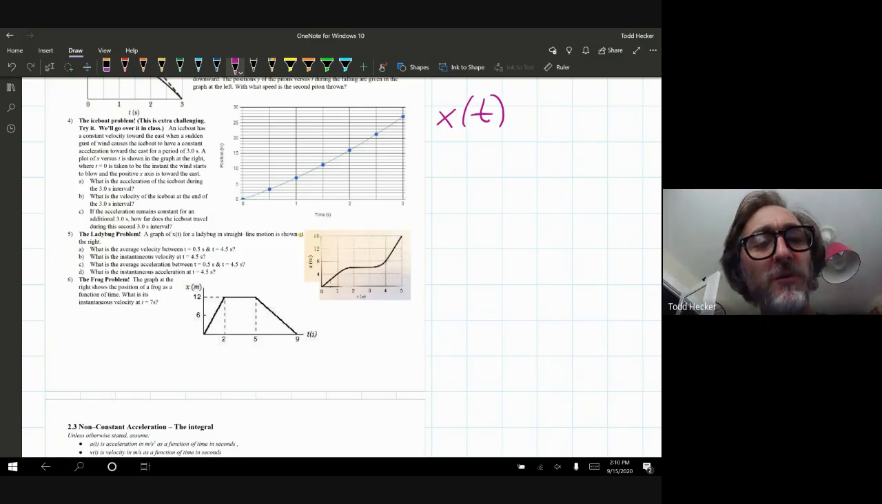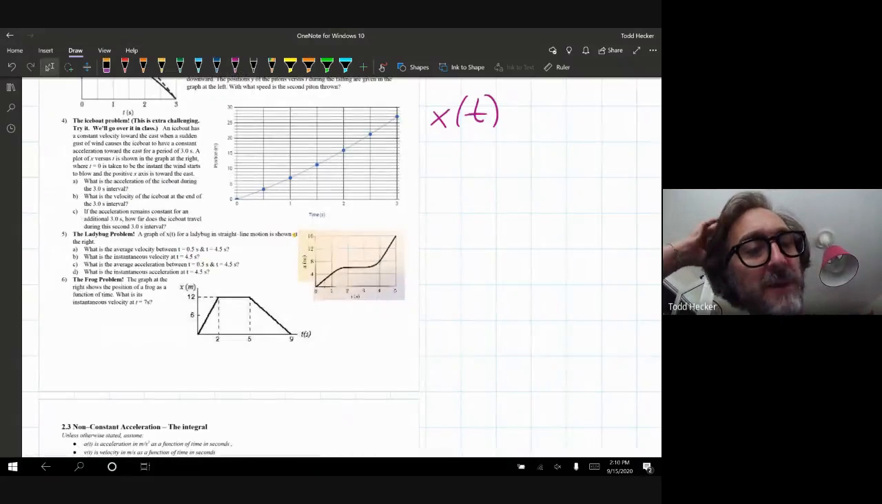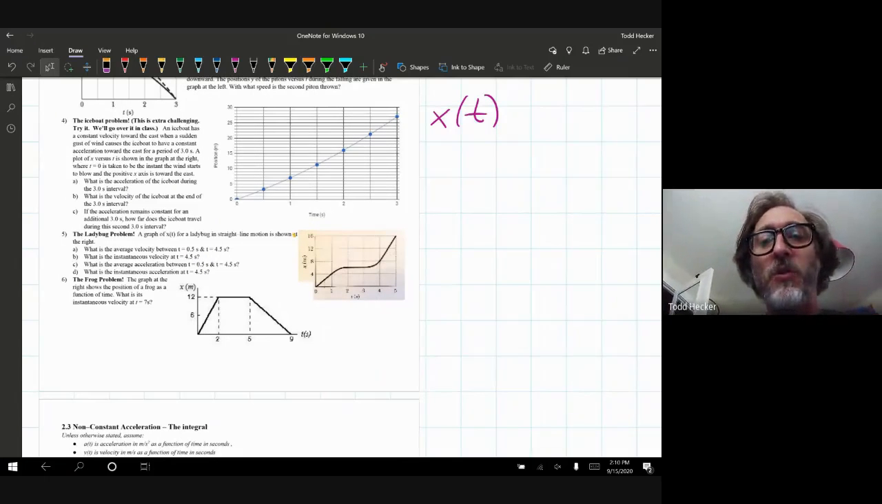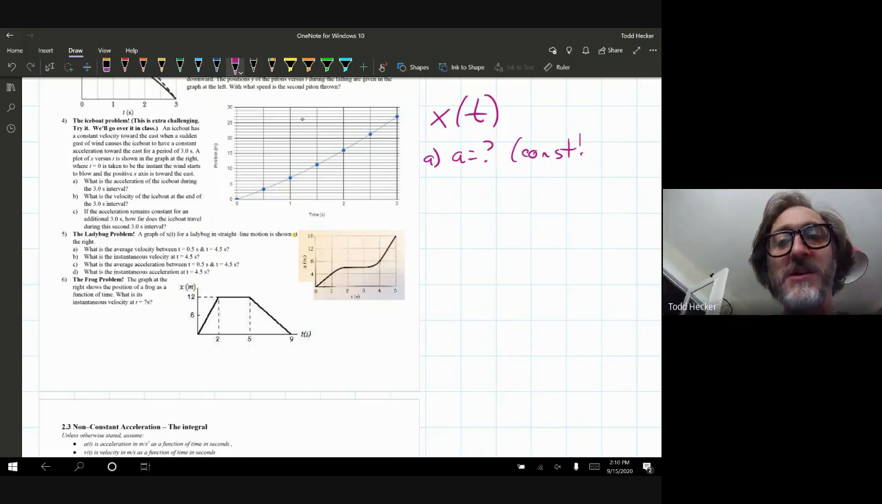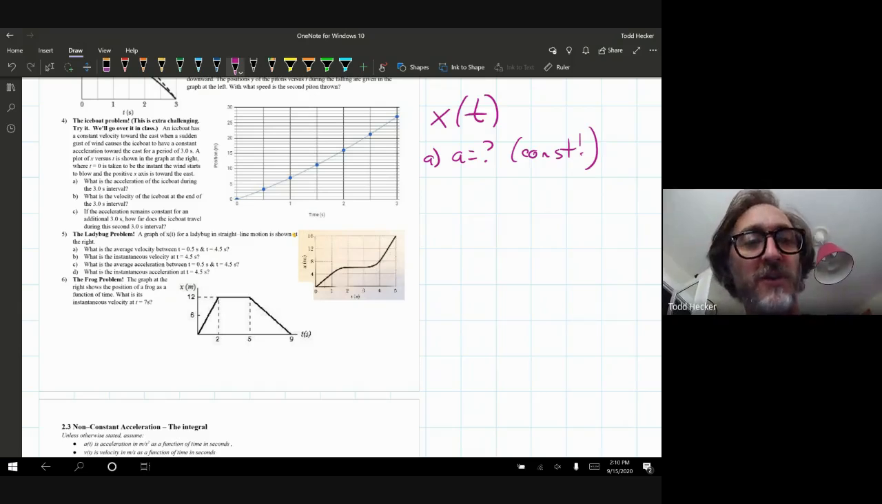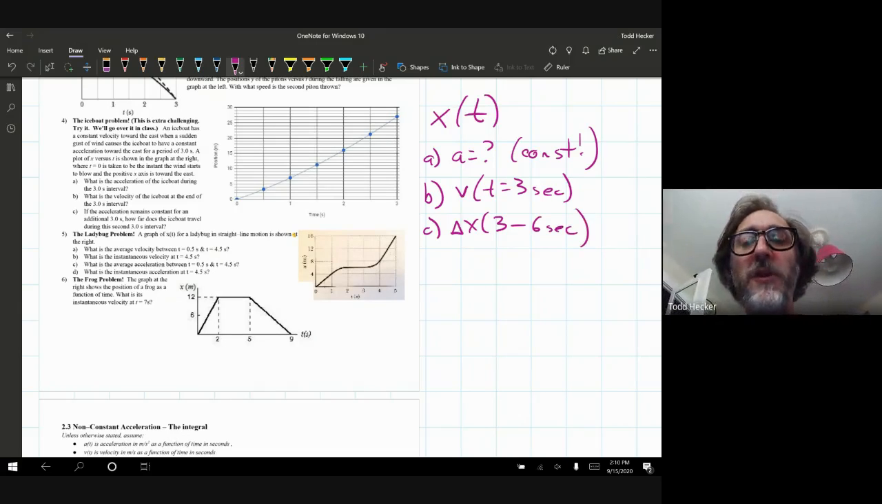The problem is we don't know the velocity of the boat at any time, really. I guess you could try to draw in tangent lines and measure it that way, but that would be an estimation at best. For part A, we're trying to figure out what the acceleration of the boat is. Worth noting that it is constant, which means we can use those linear motion equations from last year. Part B wants us to find the velocity at a time of 3 seconds. And part C wants us to figure out what the displacement is from 3 to 6 seconds. So those are the three questions.